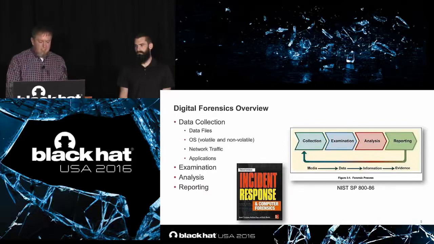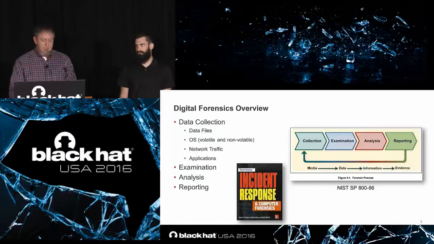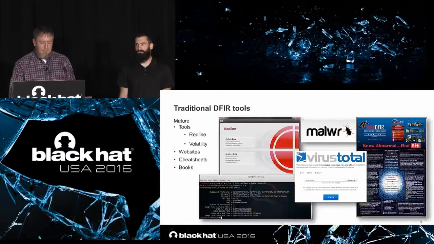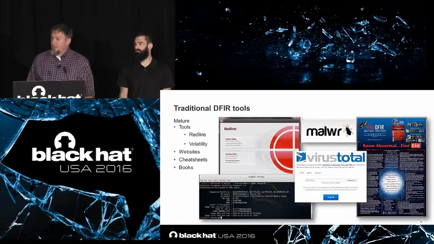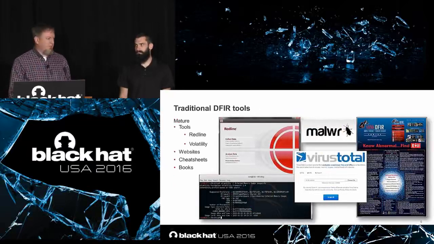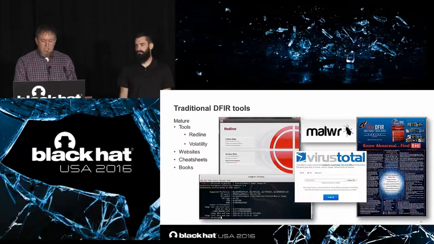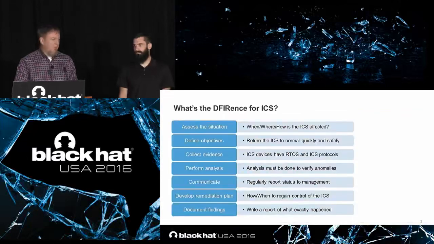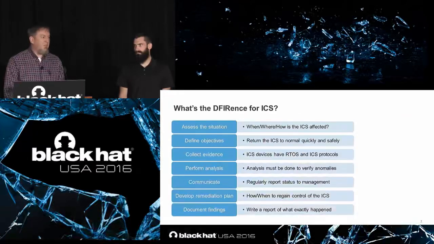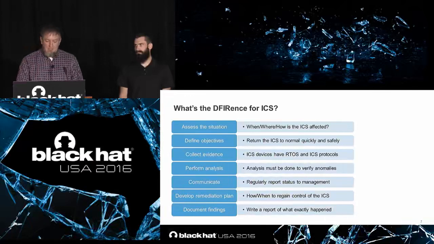So for digital forensics, you know, you're collecting files, volatile and non-volatile, memory from the operating system, network traffic, applications. All this stuff is from NIST and some, like a book, Incident Response and Computer Forensics. In regular DFIR tools, you've probably seen some of these, like Redline and Volatility. There's cheat sheets and websites and books. But guess what? On the control system side, ICS and embedded devices, we don't really have that.